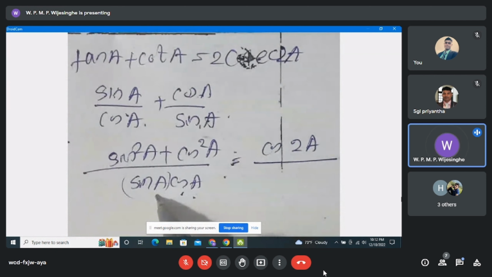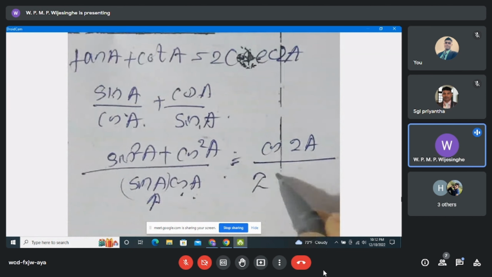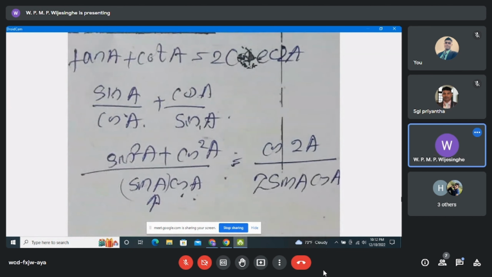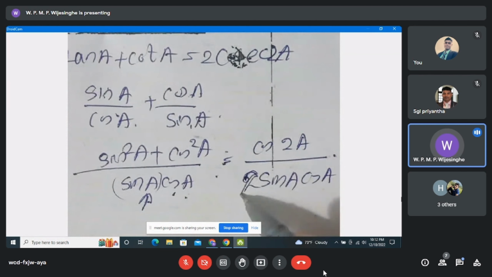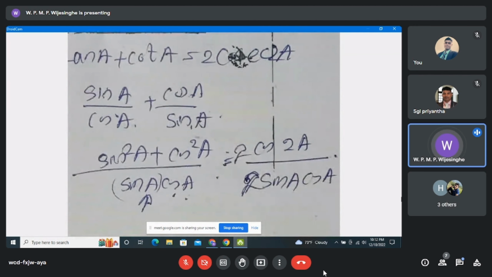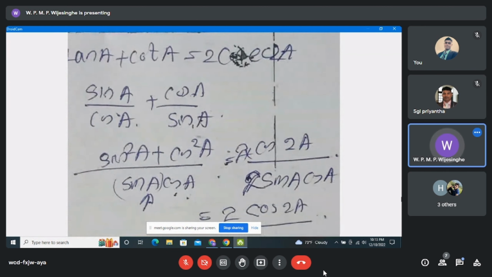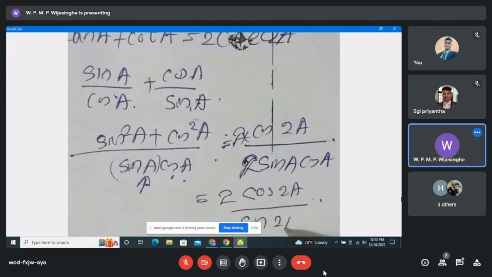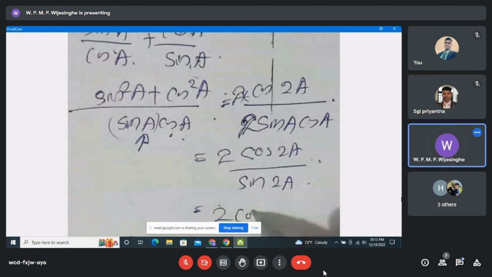I want to make this angle double, right? So, you know, 2 sin A cos A means sin 2A. Then I add this 2 here, so cancel this 2. I multiply the numerator by 2. Then 2 cos 2A, here it is sin 2A. Then the answer is 2 cot 2A.